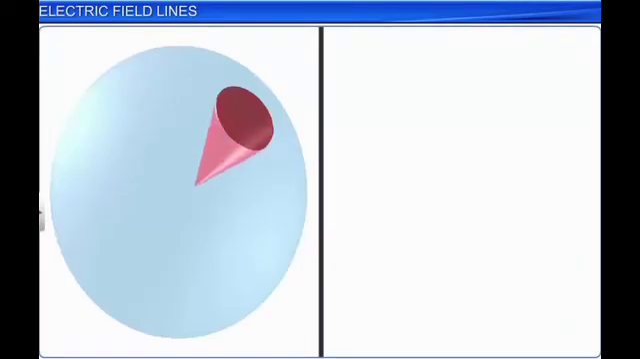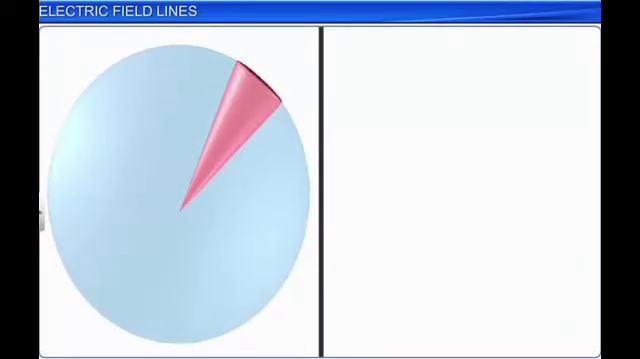To understand the dependence of field lines on area, let us understand the relation between the area of the element and the solid angle created. For this, first let us understand the term solid angle. Solid angle is a measure of a cone.